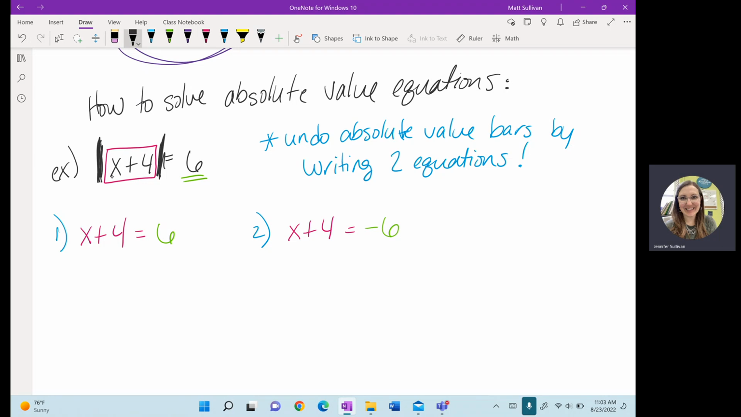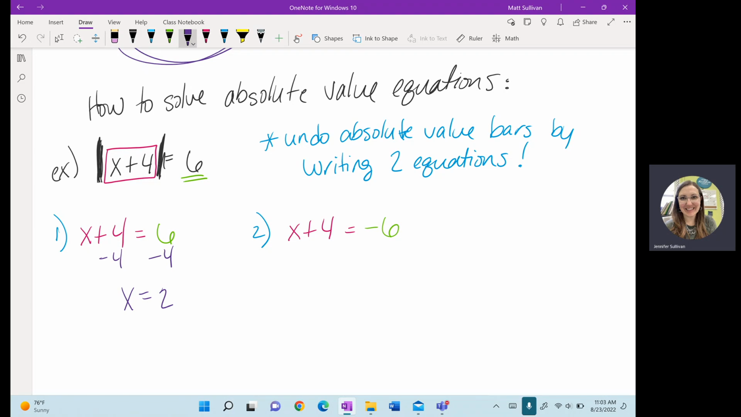So we set what's on the inside of the absolute value bars equal to the positive and the negative of the number on the outside. And then we solve those two equations individually. So I'm going to come over here and solve this one all by itself. We're going to say, how do I get x by itself? Subtract 4 from both sides. So x equals 2.